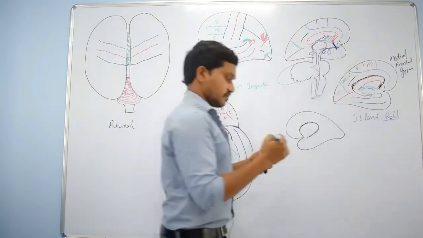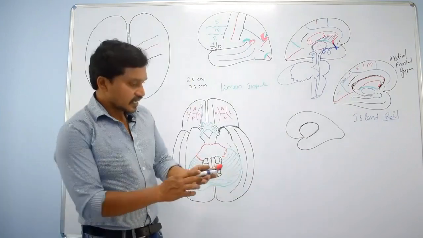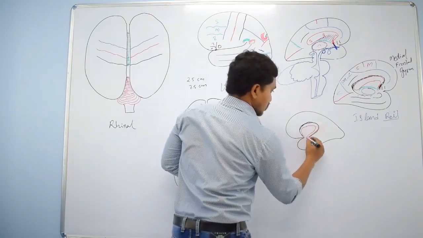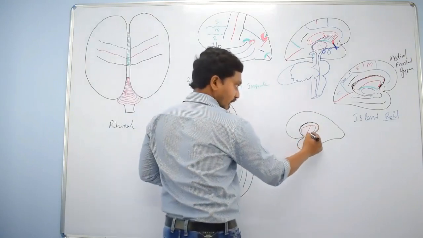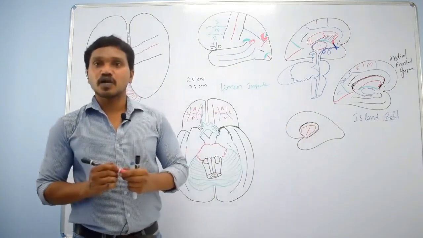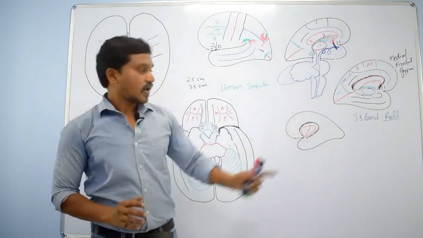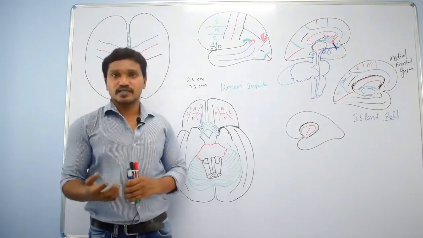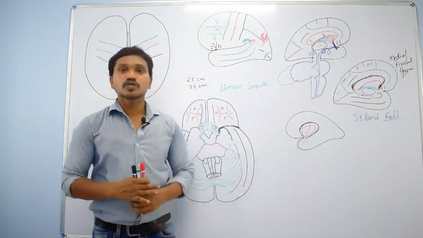Island of Reil, right? Then it is divided into, actually this is the insular lobe, and it is divided into an anterior larger and a posterior smaller part by the central sulcus. The anterior part is responsible for smell and taste. The posterior part is responsible for language. Right? So that is about the insular lobe.